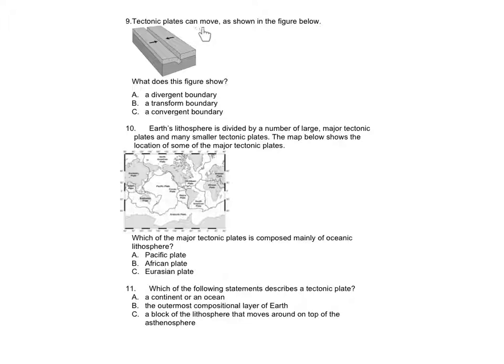Number 9. Tectonic plates can move as shown in the figure below. What does this figure show? A. A divergent boundary. B. A transform boundary. C. A convergent boundary.